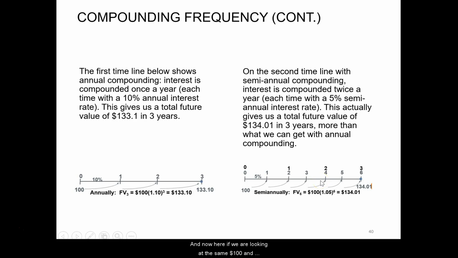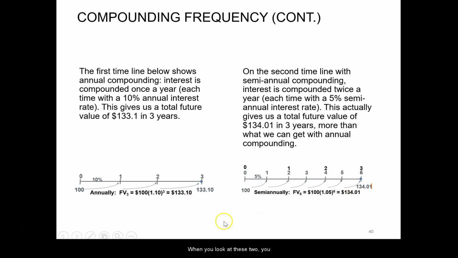And now here, we are looking at the same $100 and the same interest rate of 10% per year. However, if we are doing the so-called semi-annual compounding, when we compound every 6 months, we cannot use the 10% annual rate. Instead, we will use half of the 10%, which is why we are using 5% every 6 months. And since we are compounding twice a year, within 3 years, we are actually compounding 6 times. So now, when we use 5%, the so-called semi-annual interest rate, compounded 6 times within the whole 3 years, our future value now is 134.01.